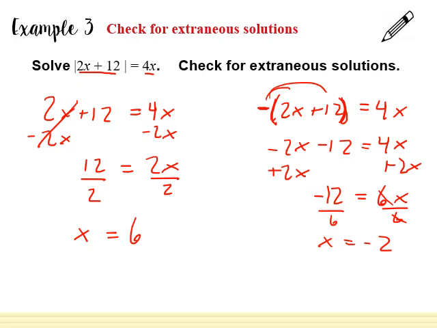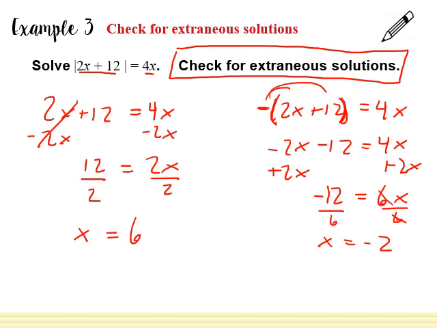Now, there's one extra step here. It says check for extraneous solutions. What I have to do if it asks me to check for extraneous solutions is plug this x value back into the function and make sure that it gives us a true statement. Here's what I mean. I'll change colors for this. I'm going to plug this x value into my original equation and make sure that that equation is true.